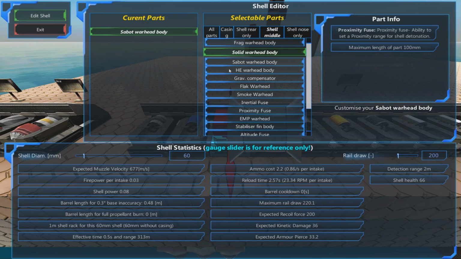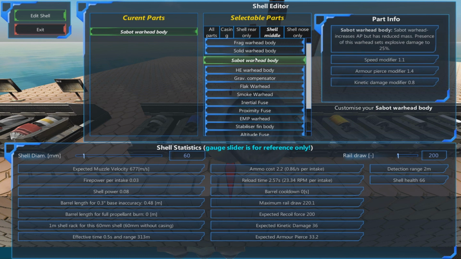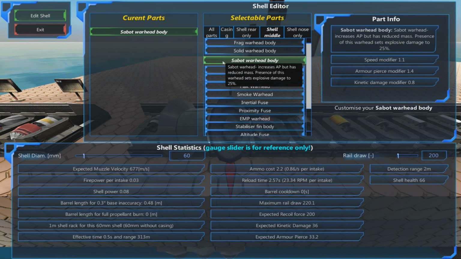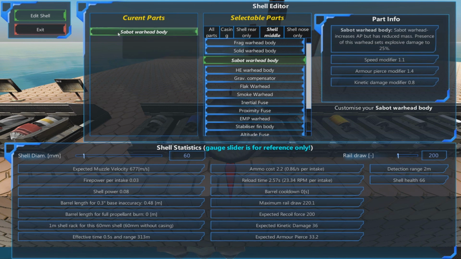Moving on, now we have the solid warhead body's skinnier, faster brother, which is the Sabot warhead body. I keep mispronouncing that apparently. Is it Sabo or Sabot? Just let me know in the comments what that is. It is French, that I know, but I don't know. I can't pronounce things.